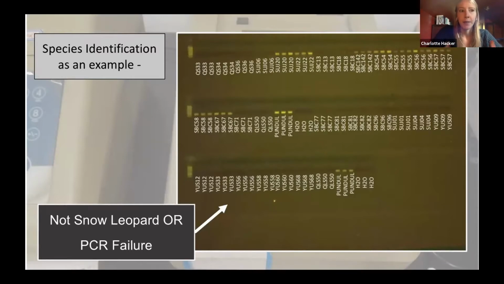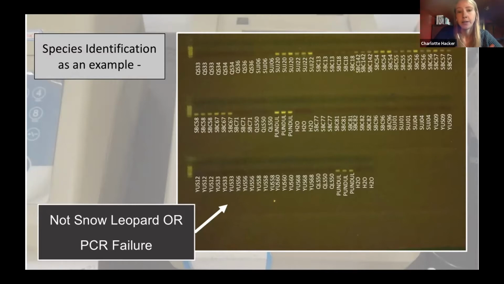On average, only about 30% of the scats we collect are actually snow leopard. There are a number of other species that it could be, other carnivores, things like Tibetan wolves, red foxes, and even, in some cases, domestic dogs, depending on what area of snow leopard habitat you're working in. So we do the species identification assay, and if our genes amplify, then we would determine that to be a snow leopard.